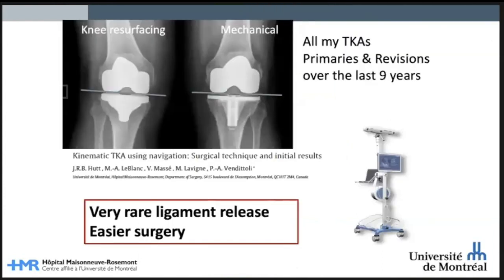Since 2011, I'm performing all my total knee replacements with the restricted kinematic alignment protocol, mainly using computer navigation or personalized instruments. And my experience is that using this protocol, I had to do very rare ligament releases, only in cases where I need to make corrections above 2 or 3 degrees. And it's also easier surgery. It solved many issues with some complex cases, especially these severe valgus patients.